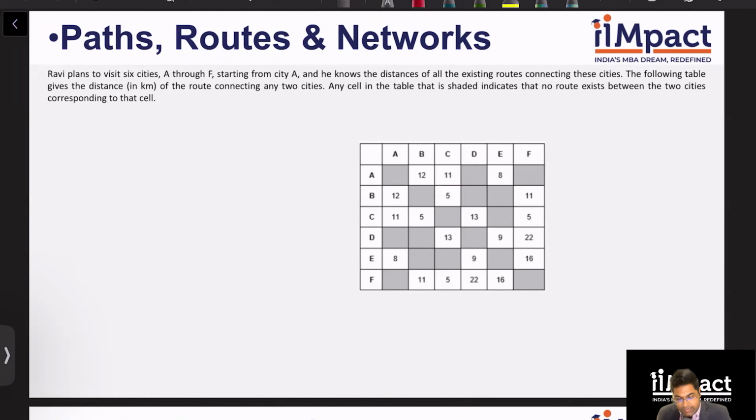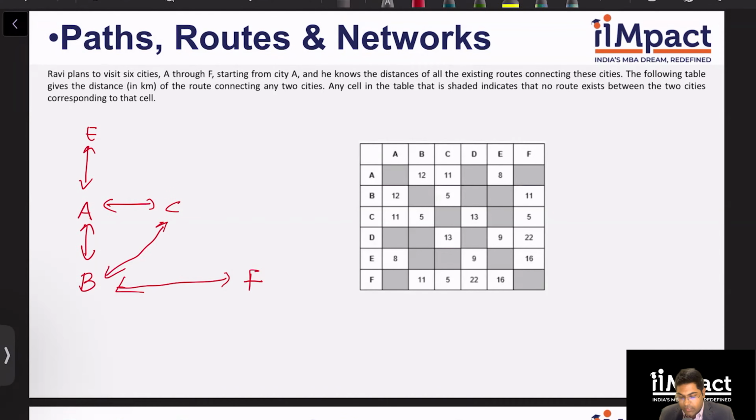Right? So let's say I start with point number A. Now I know A is connected with three places, B, C and E. Now how about B? B is connected with C and F. So B is connected with C and B is connected with F. How about C? C is connected with A and B, which is already done, and with D and F. So there is a connection with F and there is a connection with D.